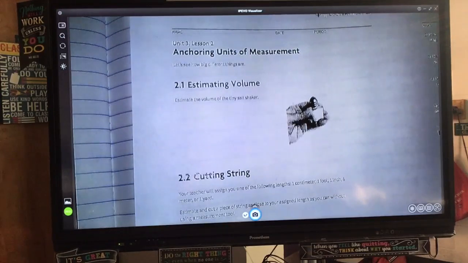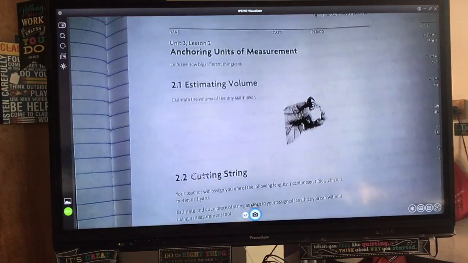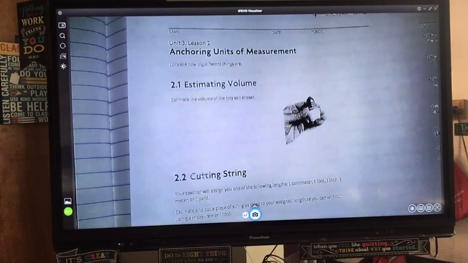How much do you think is in that tiny salt shaker? Just write your estimate and have a brief idea of why you estimated it to be that. Estimate the volume of the tiny salt shaker. Guys, do not sweat it. Just give a guess. It's an estimate. It's okay if you don't get it right.